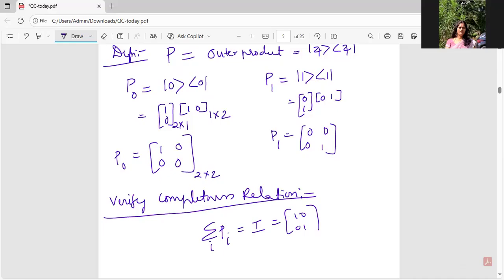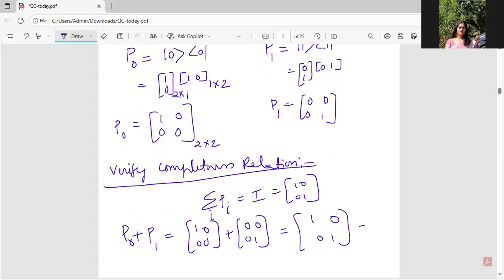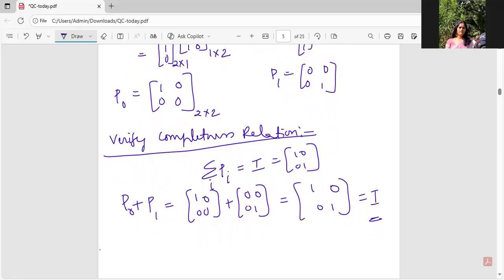Let's see what happens, guys. It is nothing but P0 plus P1. It is 1 0 0 0 and 0 0 0 1. This results in an addition. You all know matrix addition, right? It results in an identity matrix. Hence, completeness relation verified. Okay, this is how I will write.